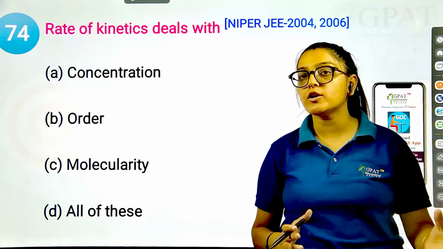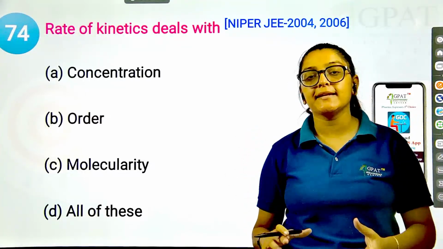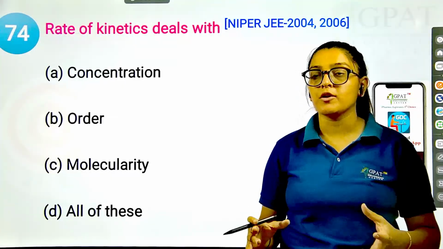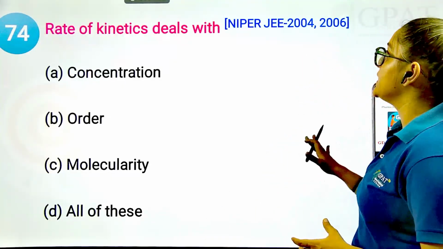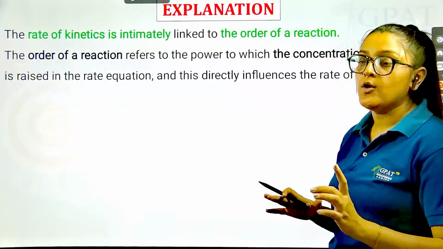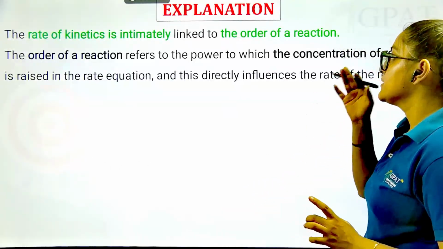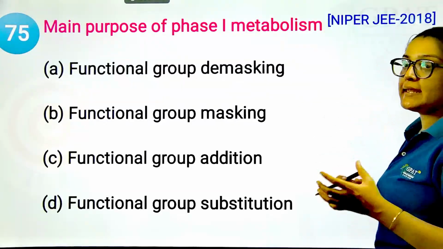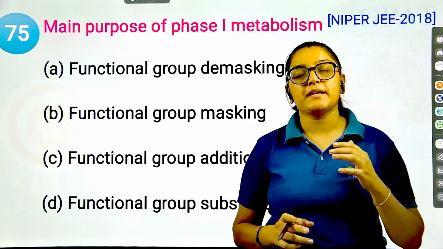It is the zero order kinetics, first order kinetics, second order, and so on, right? So the rate of the kinetics deals with the order of the reaction, not the molecularity. Okay, right.